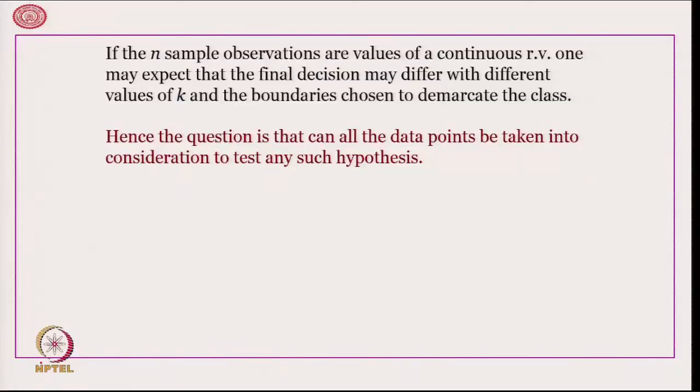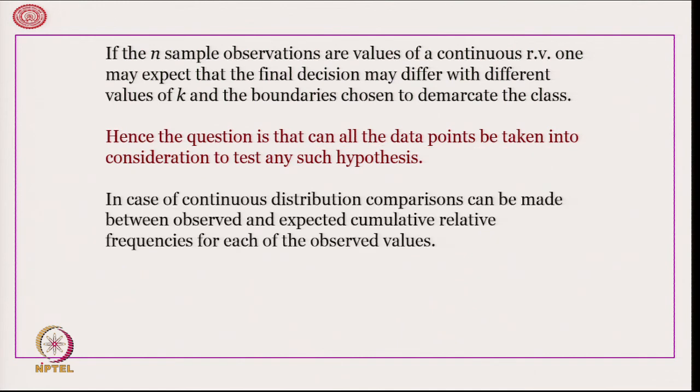I leave it as an exercise for you to check with a few different classes and computing the corresponding chi-square statistic. Therefore, one important problem is that here we have considered elements belonging to a particular class. Therefore, the points are losing their individuality. Can we make a test where we will look at all data points into consideration to test such a hypothesis?